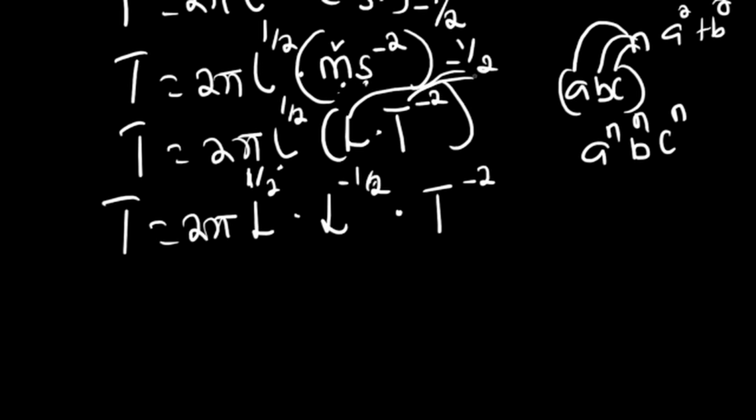Now this is not going to be, remember I said you have to distribute the powers? Now this is not going to be negative 1 over 2 times negative 2. You have negative 1 over 2 times negative 2. Correct. So we've distributed the power that is outside across everything inside the bracket. And now we have T is equal to 2 pi.